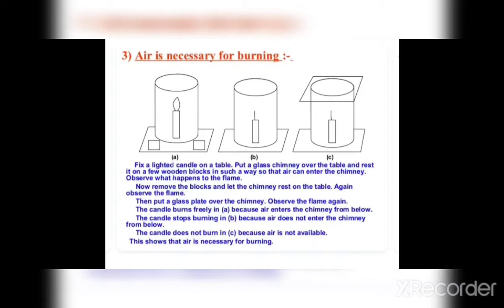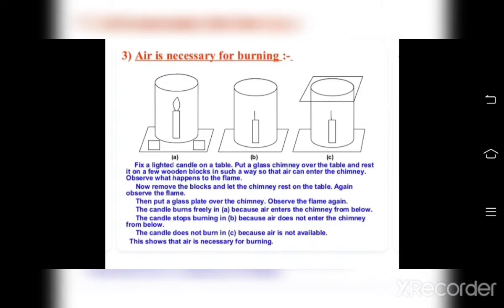Now fix a lighted candle as you can see in the picture. Put a glass chimney over the candle and rest it on a few wooden blocks in such a way that air cannot enter the chimney. Now you can observe what happens to the flame. Now remove the blocks and let the chimney rest on the table. Again observe the flame. Then put a glass plate over the chimney. Now again observe the flame.